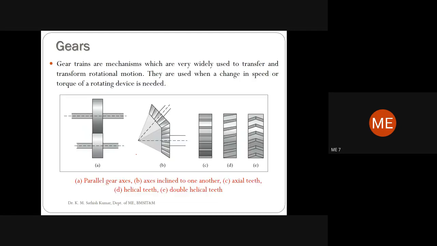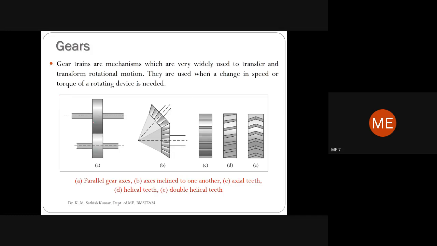Under the kinematic chain, the first one was the crank mechanism, and then the cam, the different types of cams and the different types of followers. The next one is with respect to gears. When it comes to gears, gear trains are the mechanisms which we know are widely used for the transfer of motion.